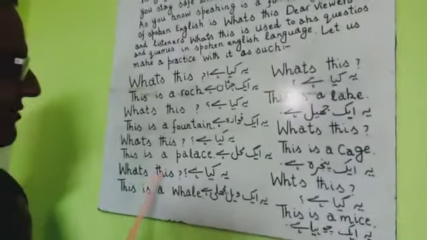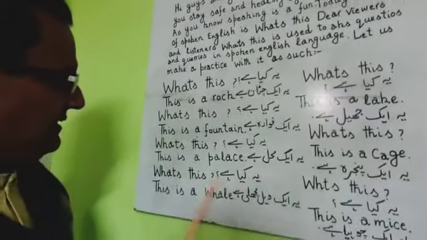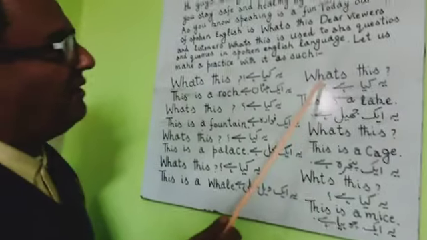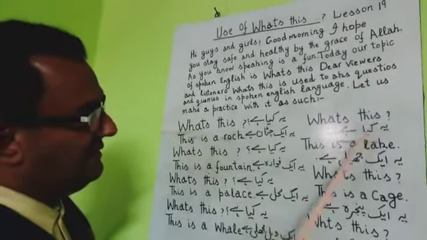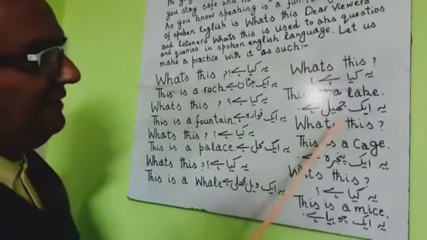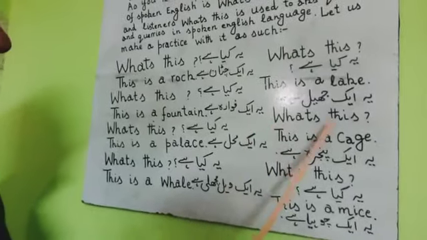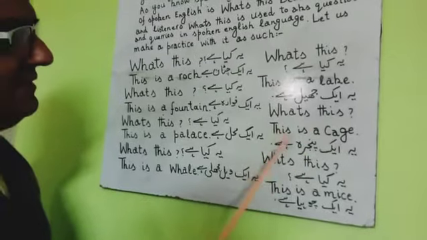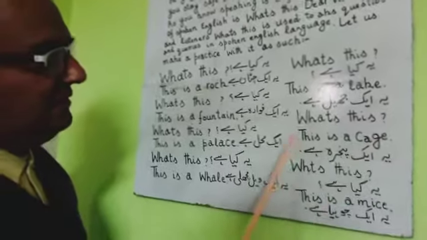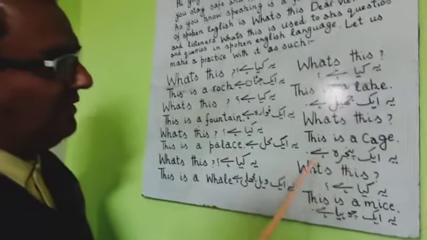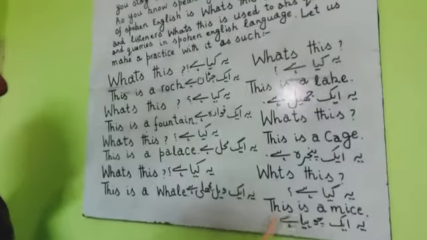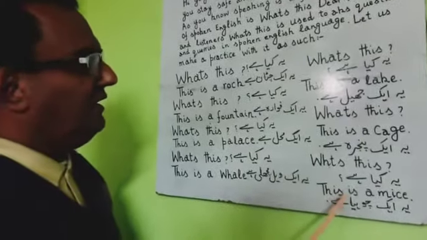And next is, what's this? This is a whale. And up here, what's this? This is a lake. ये एक झील है. Next is, what's this? This is a cage. ये एक पिंजरा है. What's this? This is a mice. ये एक चूहिया है.